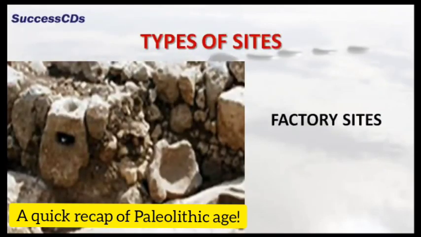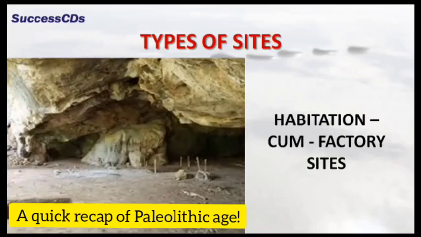Finished and unfinished Paleolithic artifacts have been found at several sites where raw materials for making such artifacts are also found in plenty. These were probably factory sites where artifacts were made on a large scale. At some sites, ash and animal remains have been found along with artifacts. This suggests that people worked and also lived at these sites. These were habitation cum factory sites.